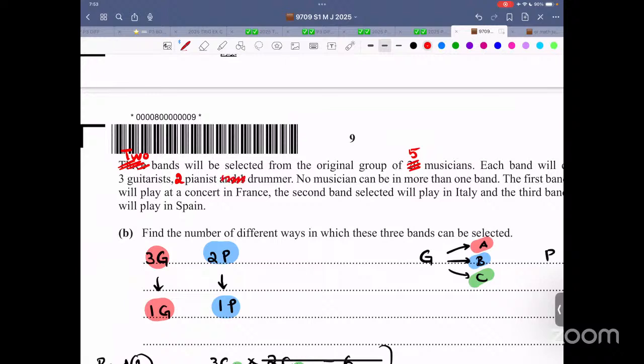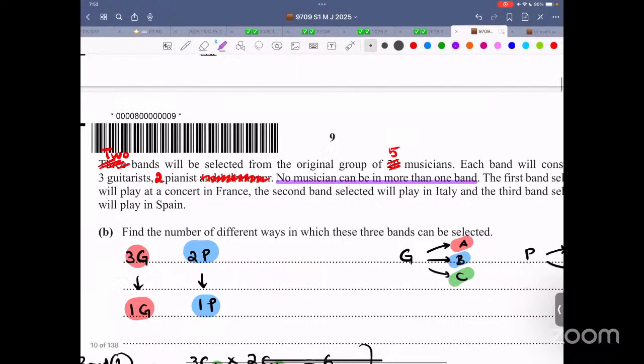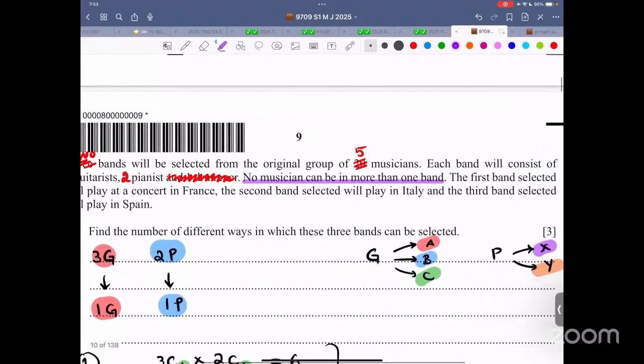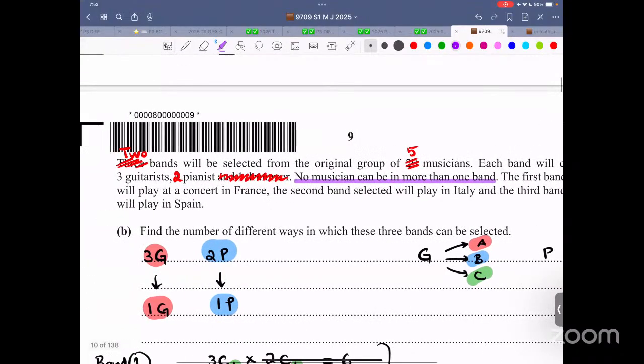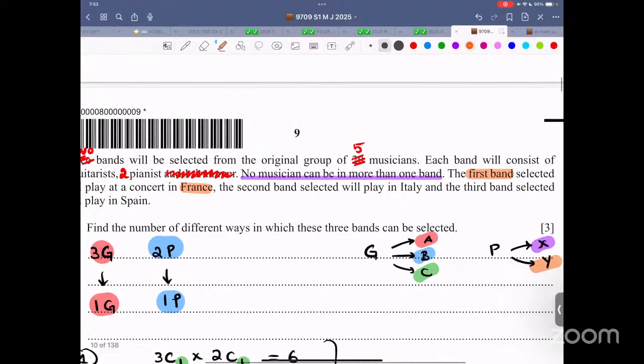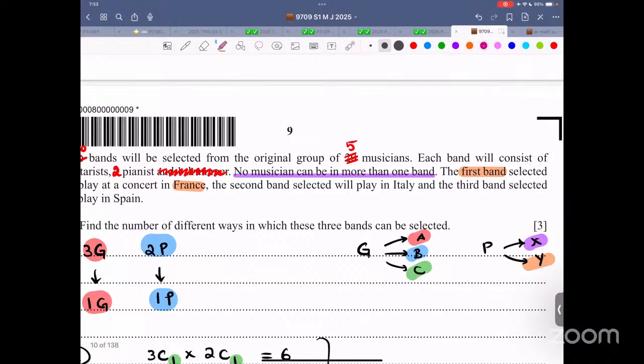I'm just removing this. No musician can play in more than one band. That is all good, no issue with that. The first band will play in France. And since there are only 2 bands, the second band will be playing in Italy.